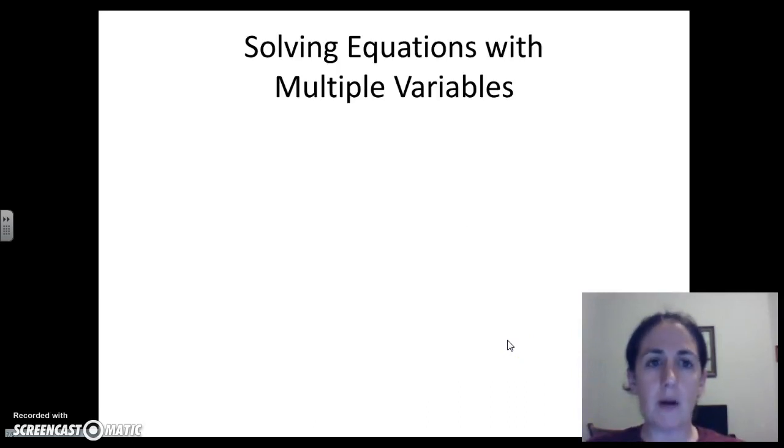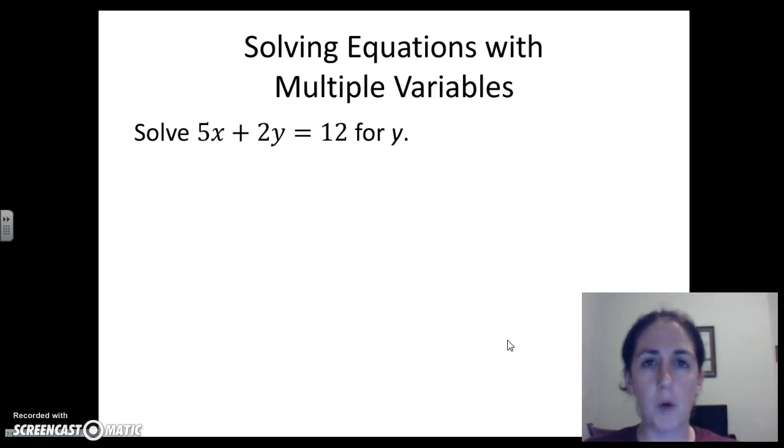Now we're going to talk about solving equations with multiple variables. So this means you have like an x and a y or any other variables in it. Our first example, we're going to solve 5x plus 2y equals 12 for y. Now don't forget about how to do this because we're going to revisit this when we talk more about linear equations, y equals mx plus b, line, slope, and all that other good stuff that's coming up in the future.